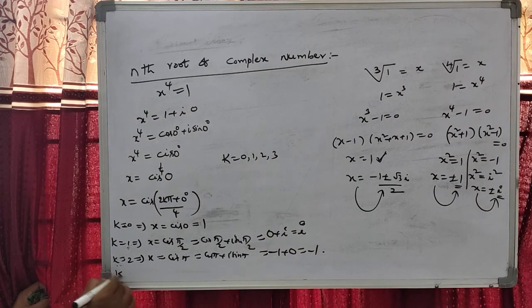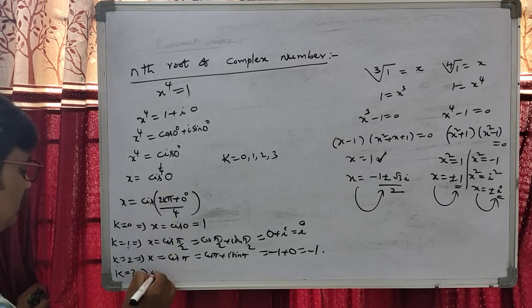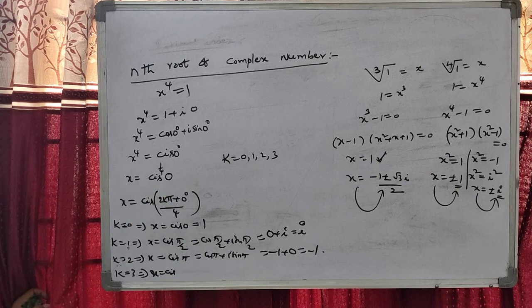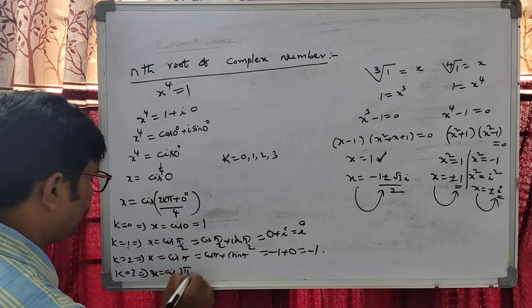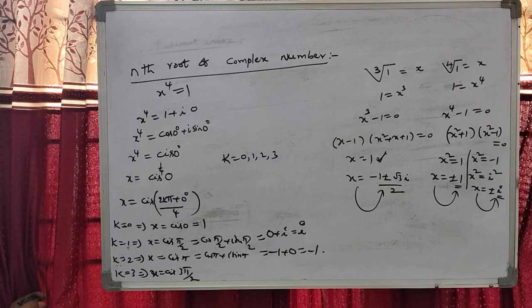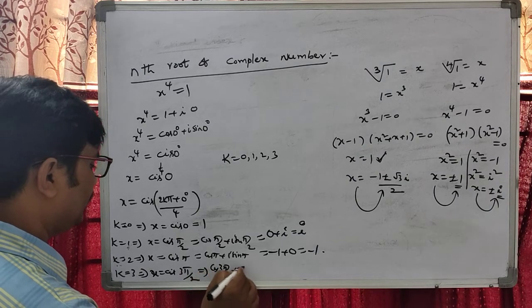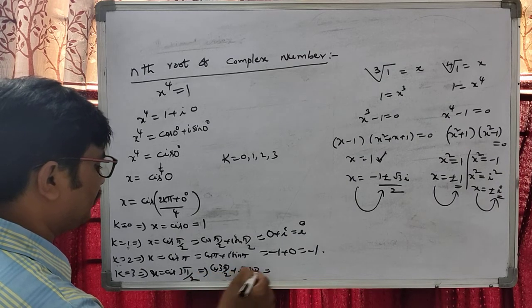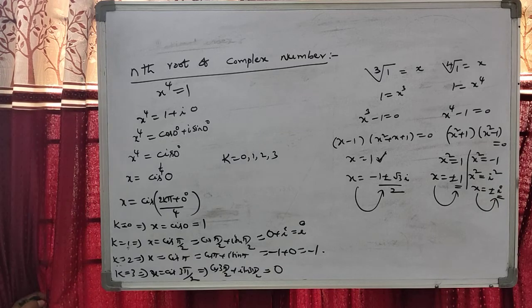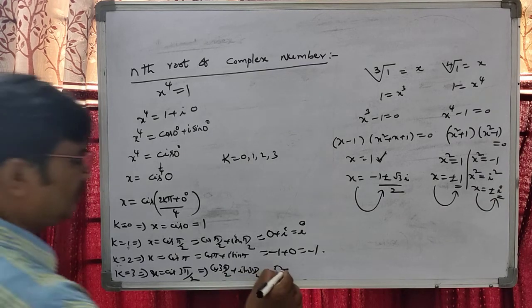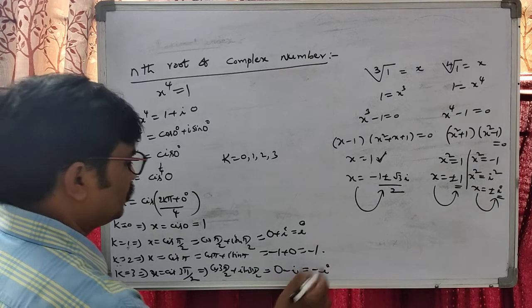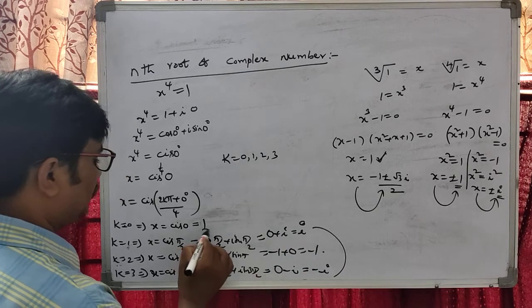After that, we take k equal to 3. Now x equals cis of 3 pi by 2, that is cos 3 pi by 2 plus i sin 3 pi by 2. Cos of 3 pi by 2 is 0, sin of 270 is minus 1, that is minus i. So the roots are plus or minus i, plus or minus 1.